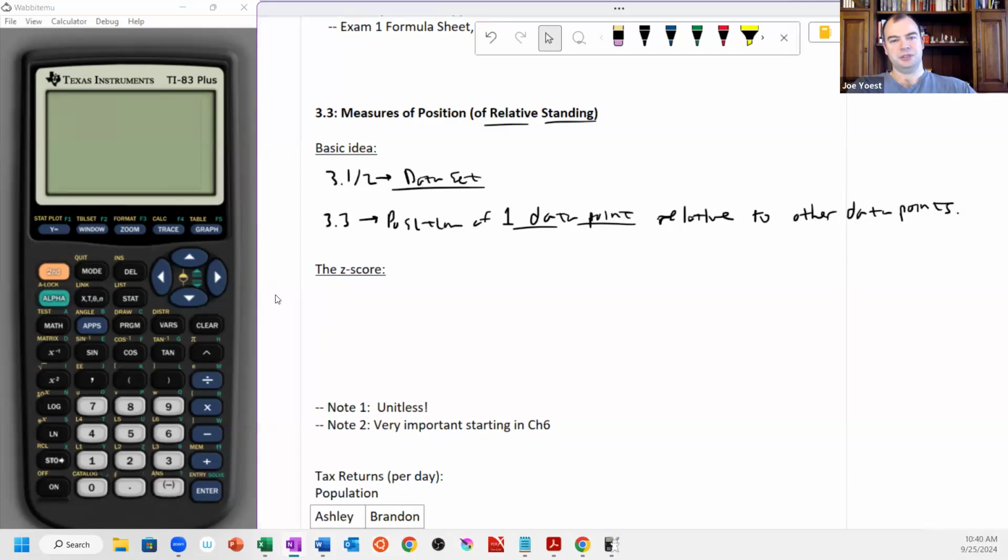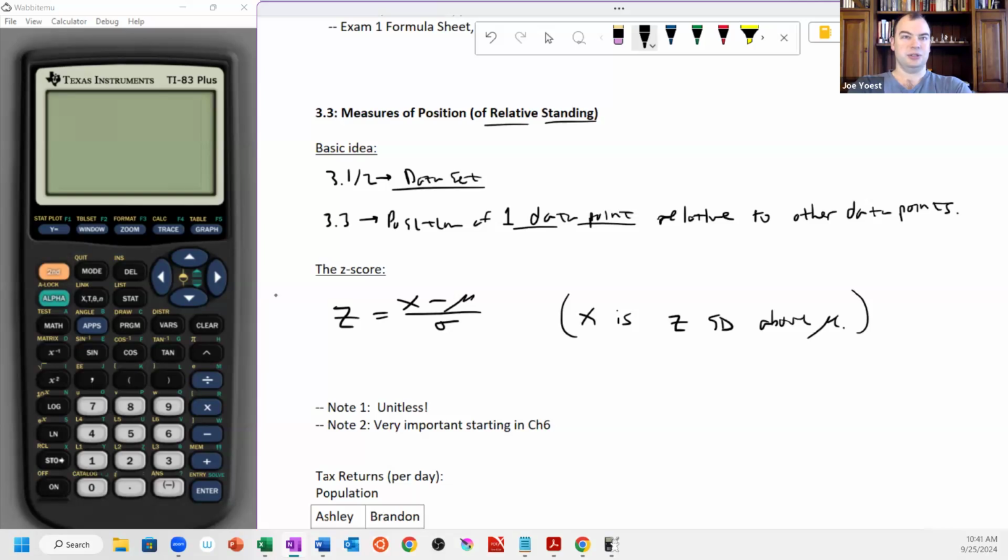So one such measure is the z-score. If x is the data value that we're interested in, we look at (x minus mu) over sigma: take the data value we're interested in, subtract off the mean, and divide by the standard deviation. We can interpret this as the number of standard deviations above the mean that x is. X is z standard deviations above the mean, and we interpret a negative z-score to mean below. So if we're negative 2 standard deviations above the mean, that means we're 2 standard deviations below the mean.